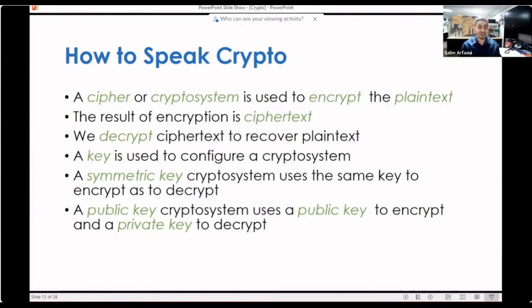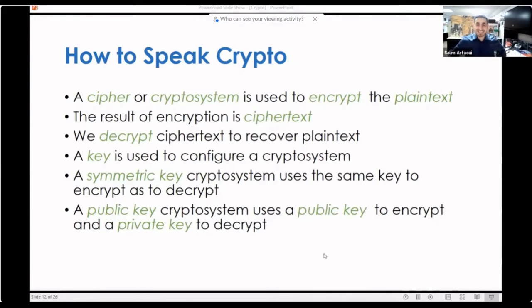Okay, so a cipher or crypto system is used to encrypt the plain text. I'm not going to go through all these points, but probably the last 2 points here, because that's what the next few slides are. We're not going to try to decrypt this yet. We'll try to do it later. So just keep that in mind. But you need to tell us what crypto system you're using and a key as well.